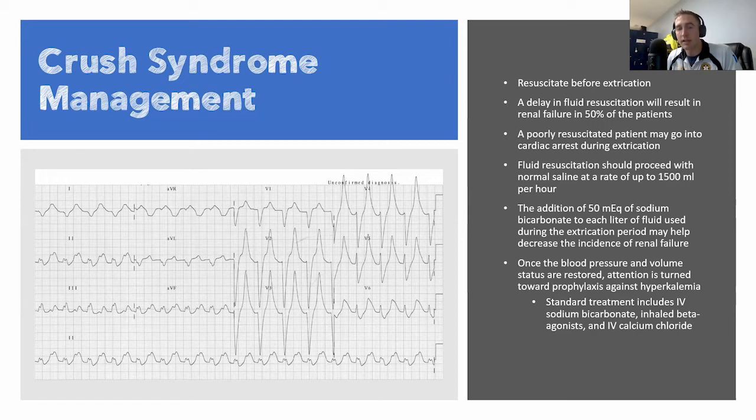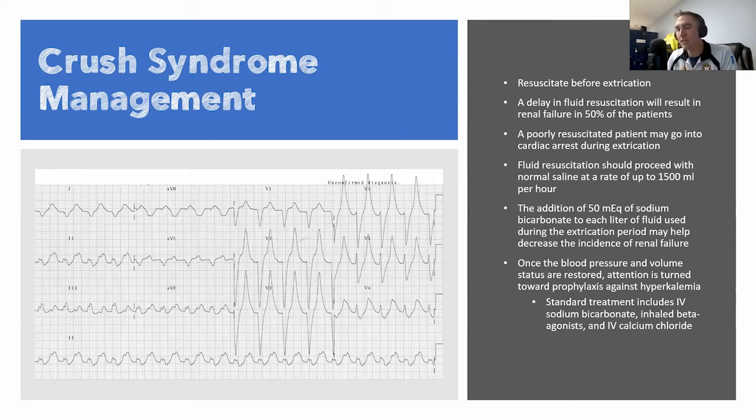Now you can add 50 milliequivalents of sodium bicarb to a liter of fluid to alkalize the blood and the urine. Now, once you restore blood pressure and volume, you need to have the patient on a cardiac monitor to monitor them for hyperkalemia. And if you see widening QRS complexes, peaked T waves, loss of P wave amplitude, or maybe even just a sine wave pattern.